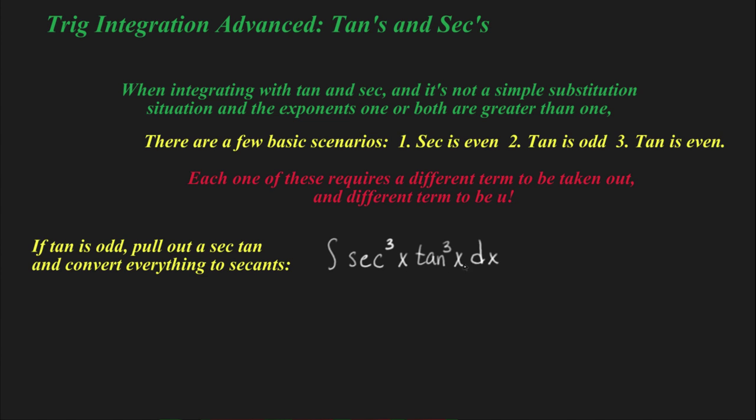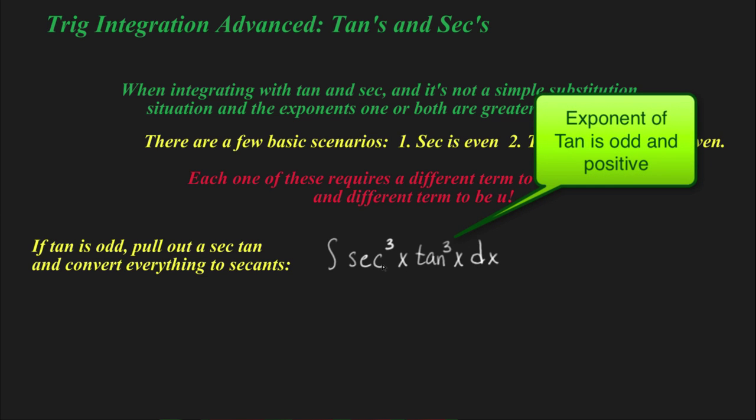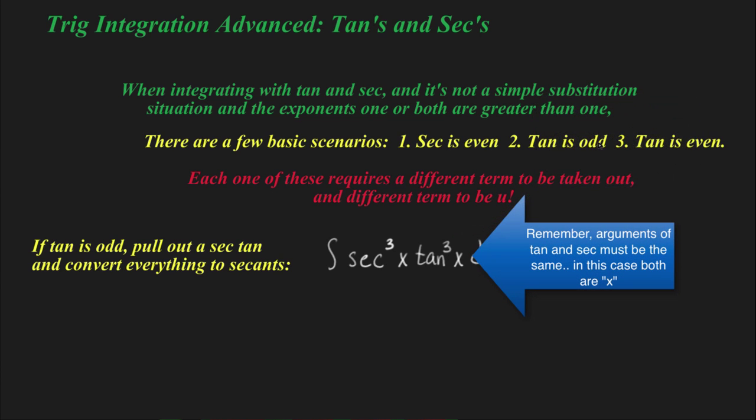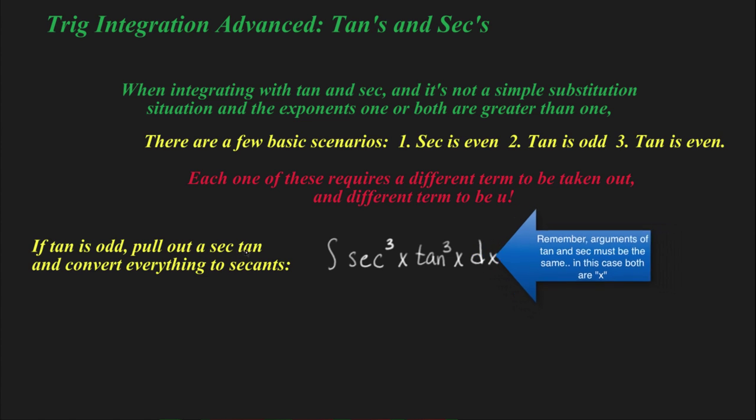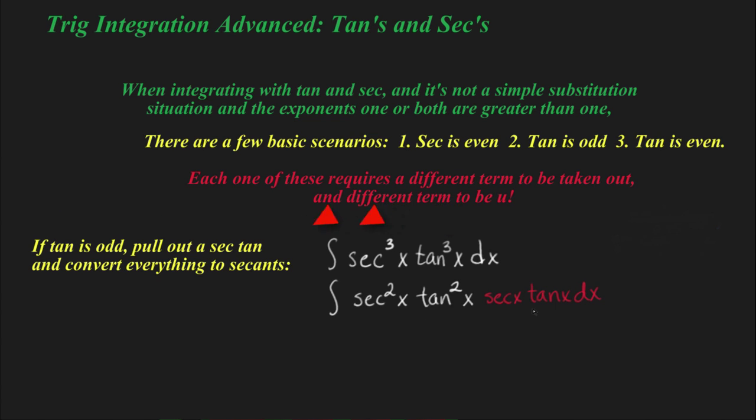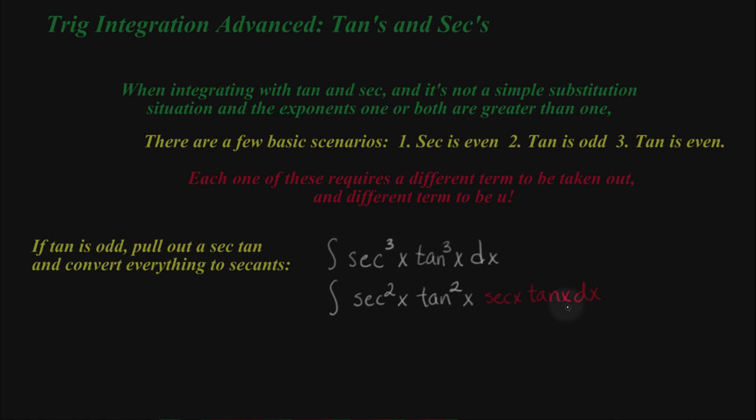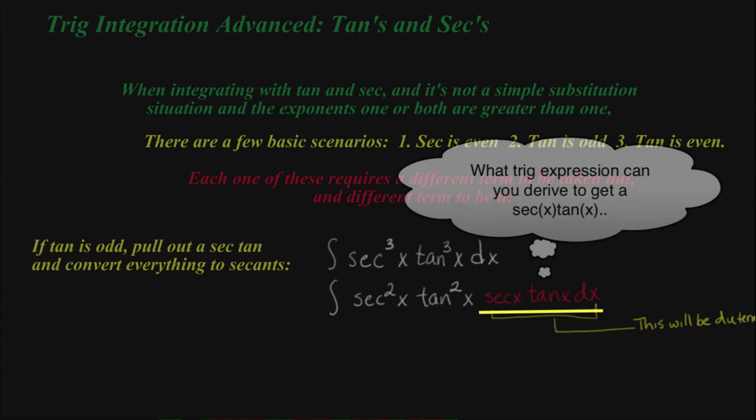So here, I didn't do anything too complex, nothing fancy. We have a tangent odd, okay? Tangent being odd is rule number 2. So in that rule, I told you to pull out a secant and a tangent. So we would borrow one secant and one tangent from each of these. And when we do so, we would get something that looks like this. Secant squared x, tangent squared x, with a secant x tan x left behind. This term right here, that's going to be your du here in a few steps when you do your u substitution.